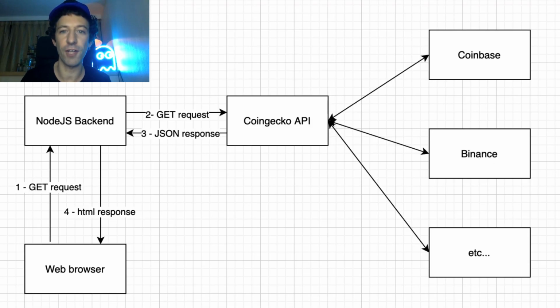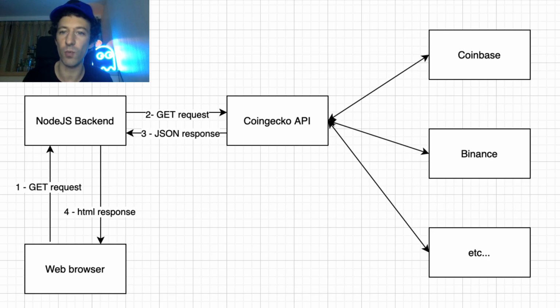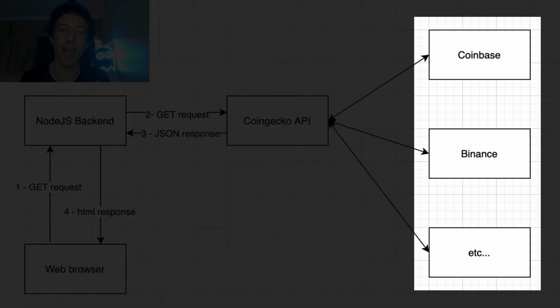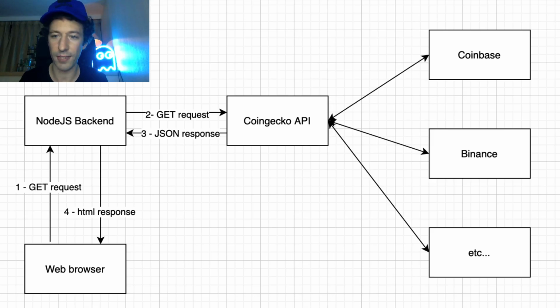Our backend needs to fetch the latest prices, so for that it sends a request to the API of CoinGecko. CoinGecko maintains an internal database with the aggregate data from the biggest crypto exchanges like Binance, Coinbase, etc. So our backend gets the response from CoinGecko. This will be a JSON object with all the prices we asked for, and our backend injects these prices into an HTML template and sends the resulting HTML document to the web browser, and the end user finally can see the result in his web browser. So that's the high level overview of how things work, and next we're going to start coding our project.